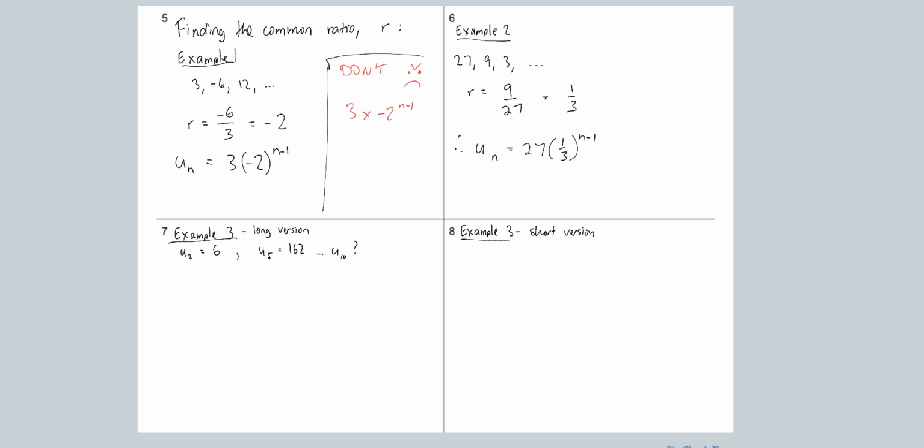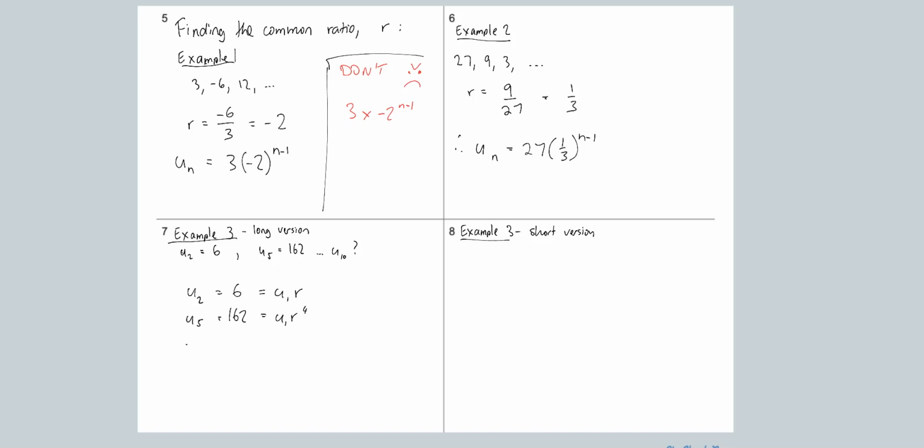So we go, I know U2, apart from the band, and it's equal to 6, but it's also equal to the first term multiplied by r to the power of 1. I'm using the idea that in a geometric sequence, it's u sub 1, r to the power of 1 as well. I also know u5 is 162, and that's going to be u sub 1 r to the power of 4.